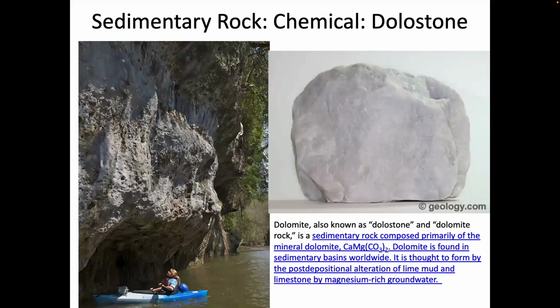Okay, so we're going to talk about 2 or 3 examples of chemical sedimentary rocks. The first one is Dolostone.